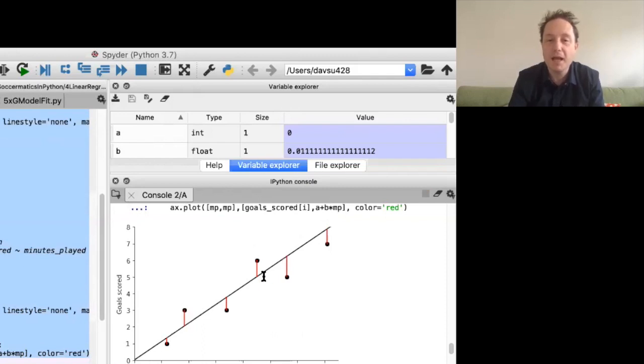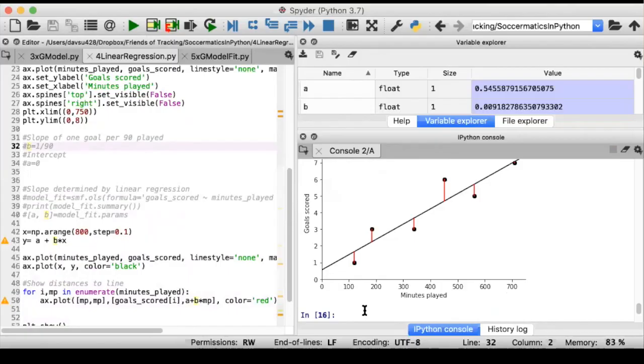I want to move this black line around so that the total distance of all of these red lines is minimized. And that's called the sum of squares in linear regression, because it's the sum of the squares of the distances to each of these points. And that's what I want to minimize. How do I do that?